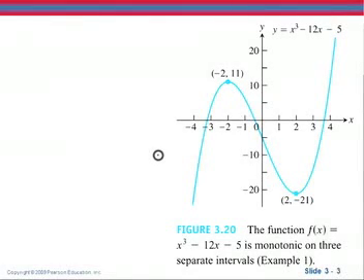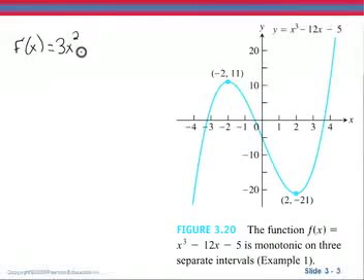Now, if we want to know where it changes from the slope being negative to the slope being positive, we need to first look at where the slope is 0. So we take the derivative of our function. Our function was f of x equals x cubed minus 12x minus 5. So our first derivative is 3x squared minus 12, and of course the derivative of 5 is 0. So we're looking for where this first derivative is equal to 0.